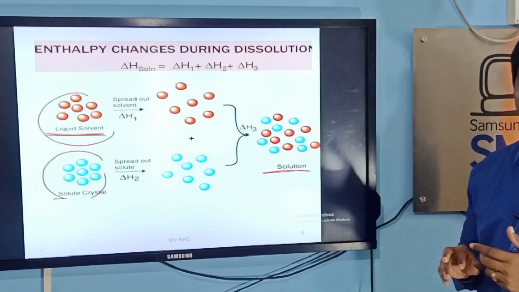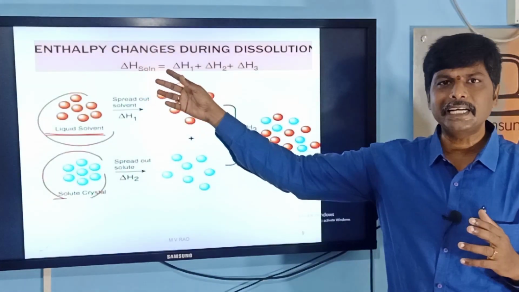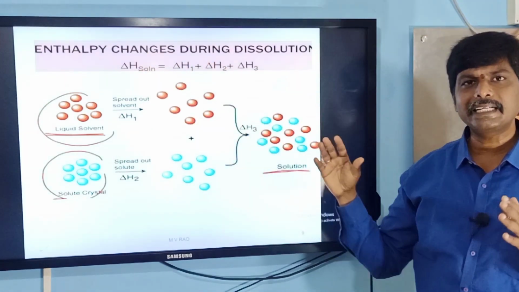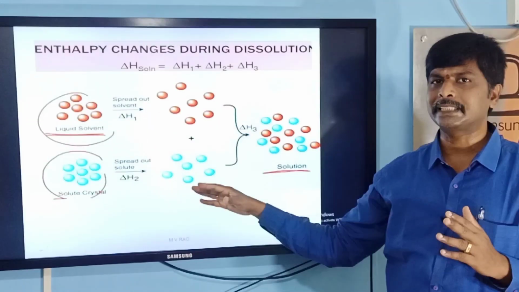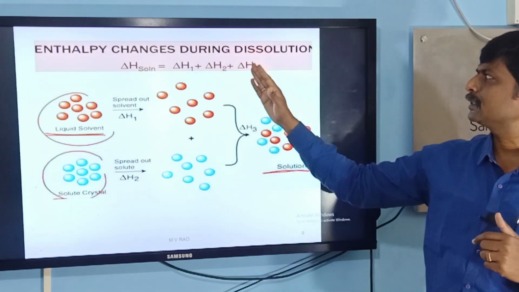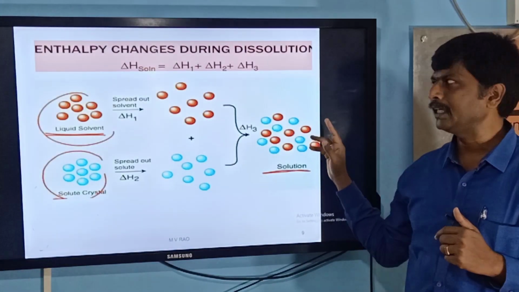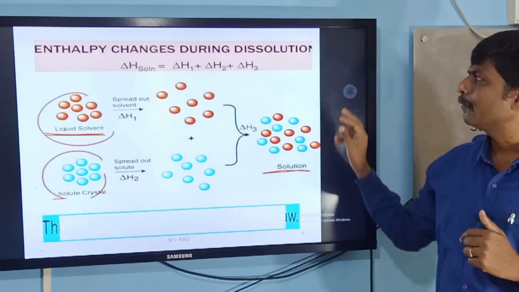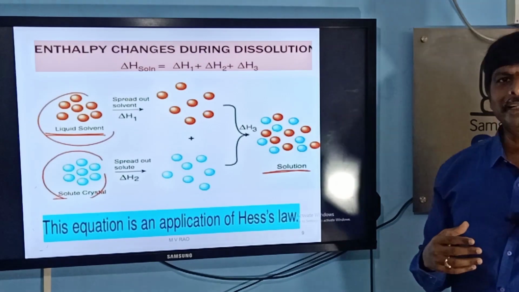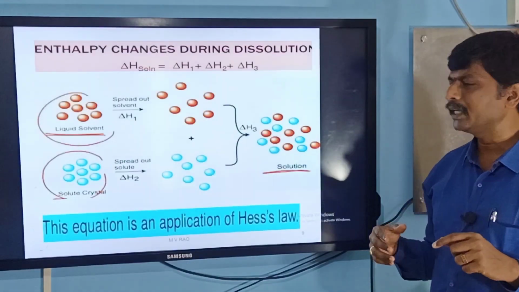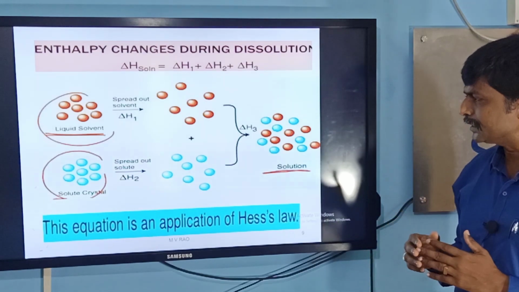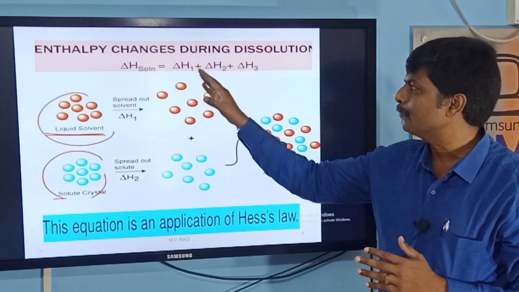The overall heat energy change, that is delta H solution, that means enthalpy of solution, is the resultant of these 3 steps. So delta H solution is equal to delta H1 plus delta H2 plus delta H3. This type of relation comes from Hess's law. What is Hess's law? Whether a chemical reaction takes place in a single step or in multiple steps, the overall energy change is the same. So it is one of the applications of Hess's law.